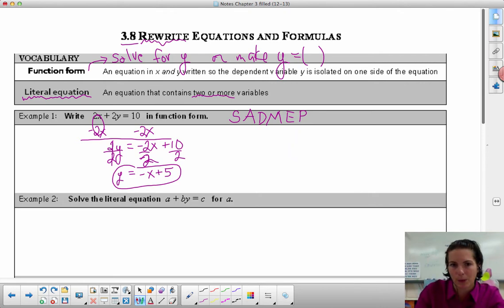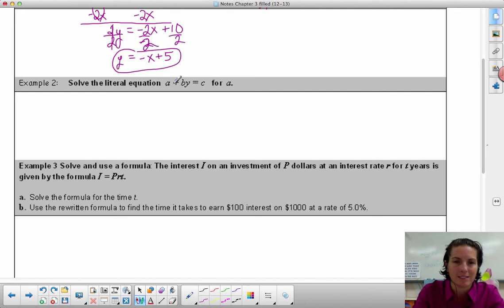So now let's go to example 2. It's a literal equation, and it says to solve for a. So your translation is that in your answer, you're going to have a equals a quantity. So we've got to get a all by itself.